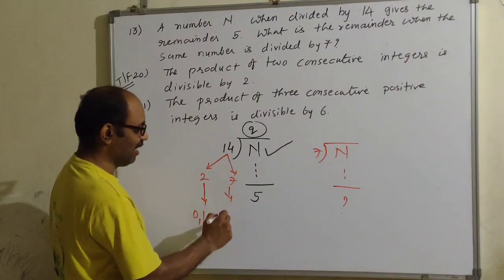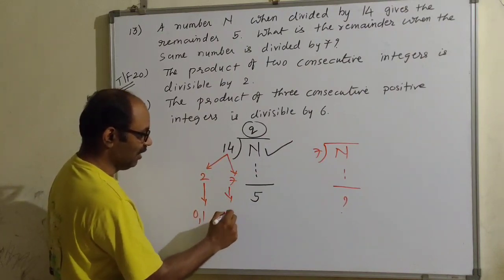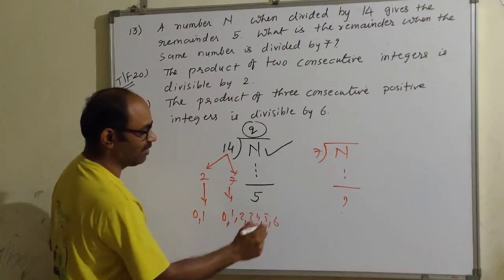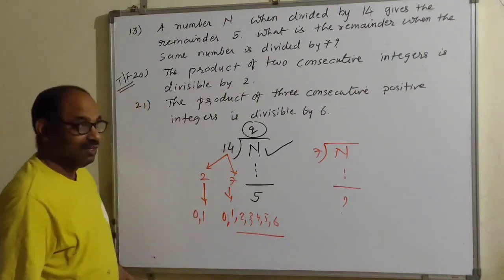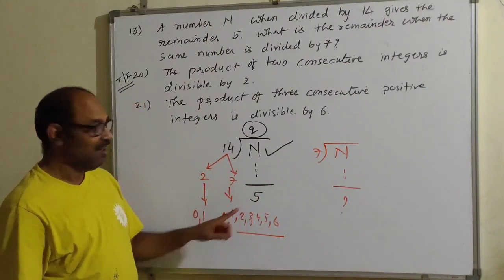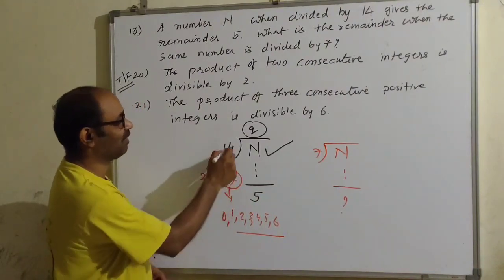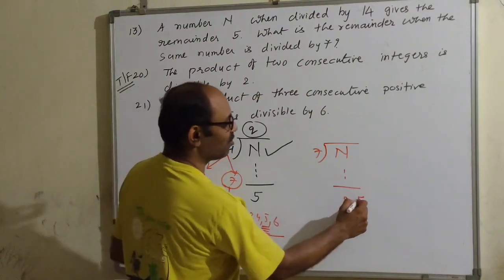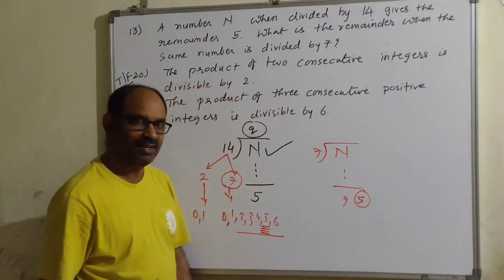And if you divide by 7, possible remainders are 0, 1, 2, 3, 4, 5 and 6. So when you divide n by 2, you cannot get remainder 5. But if you divide by 7, which is a multiple of 2, you can get remainder 5. So here also the remainder is 5 only.